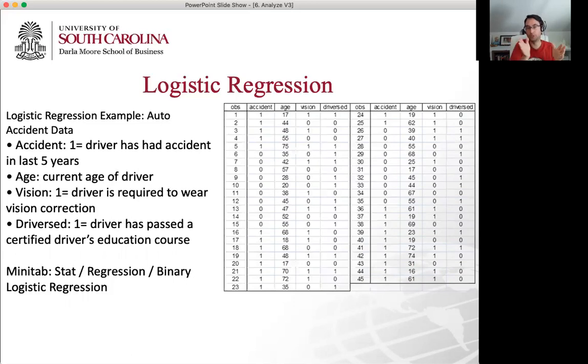Then we're going to look at, we're not going to do 72 variables just to make your life more miserable. We're going to do only 3 to make your life easier. Okay, so remember that when you're doing the course evaluations. We're going to look at age, vision, and driver's education. So vision means if you wear glasses or not, like I do. And whether you had a driver's education test in the last certain amount of time, a certificate course. Okay. This is how you run it. It's Stat, Regression, Binary Logistic Regression.